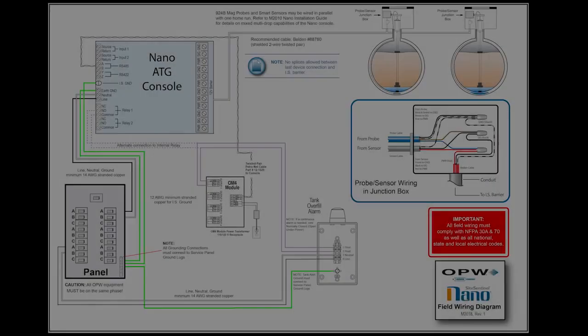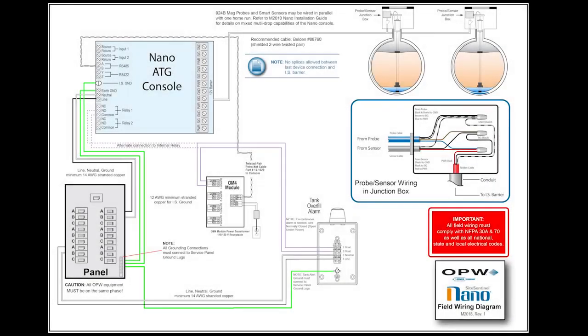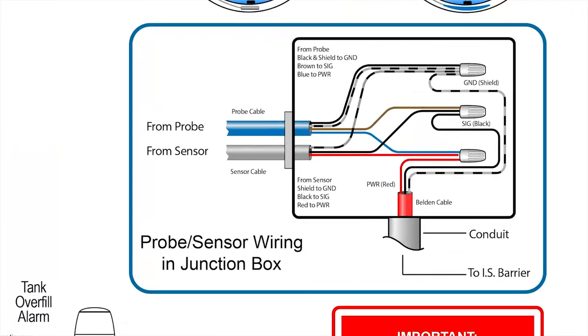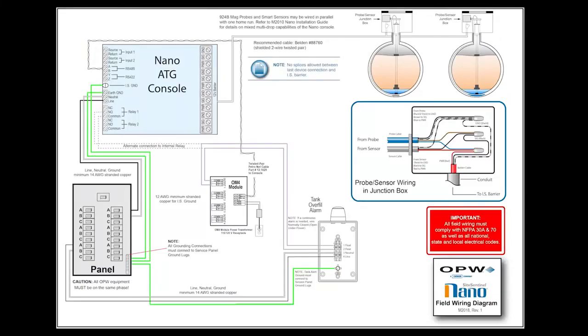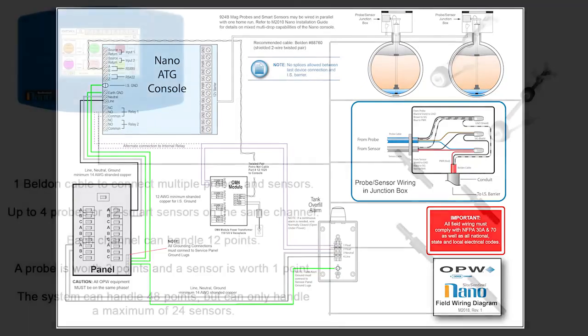I'm going to elaborate on the ability to install probes and sensors on the same input on the IS barrier of the gauge, which we call mixed multi-drop. According to the field wiring diagram, we see a probe cable and a sensor cable tapping into one Belden cable inside the junction box, and that one cable continues onto the gauge. This allows for considerably less wiring at the site.